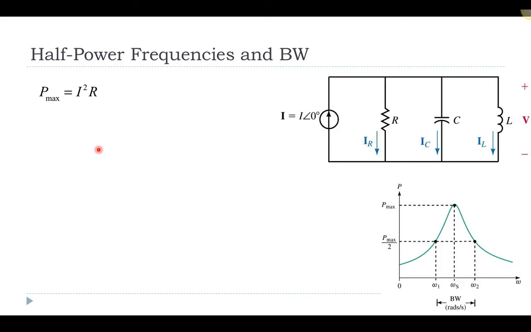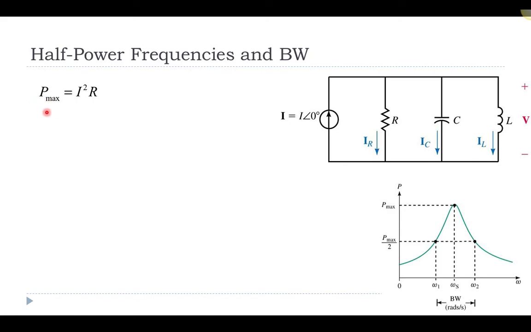What we're interested in is also determining the half-power frequencies and the bandwidth for our parallel circuit. We know that the half-power frequencies tell us when the power is half of the maximum value. The maximum power occurs at resonance, when the two impedance values for the capacitor and the inductor cancel each other out, and the resistor gets all of the current from the source. So the maximum power is just the current from the source squared times the resistance. We'd like to compare that to the power at a different frequency.